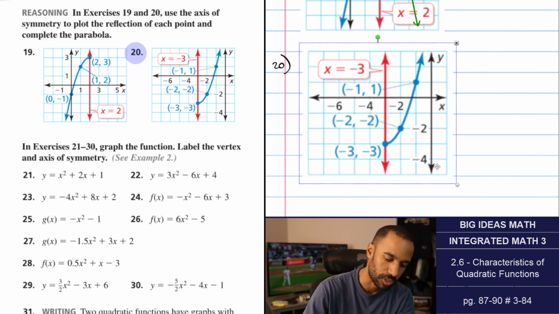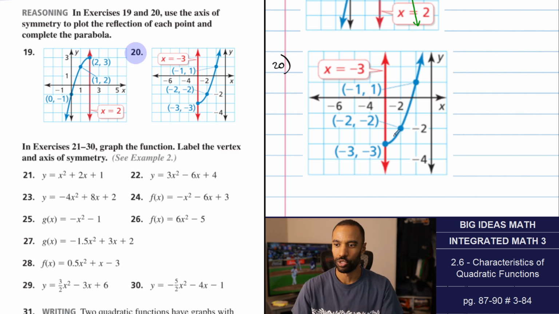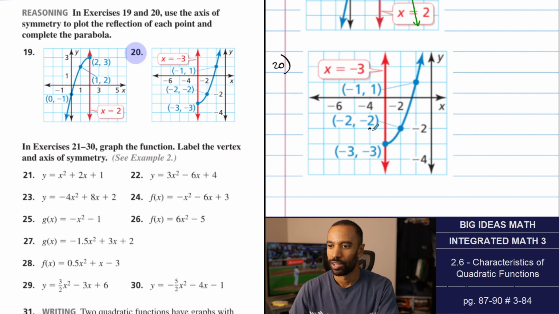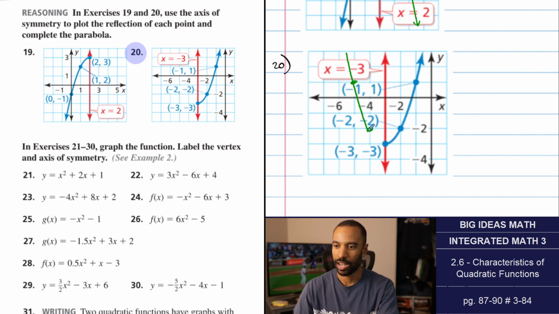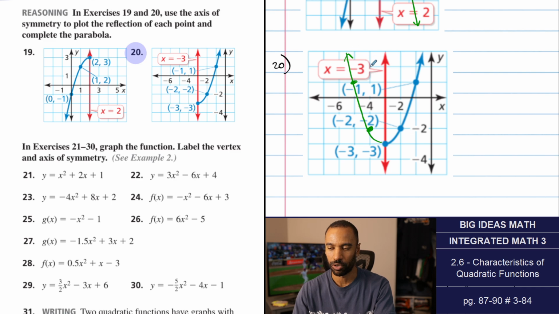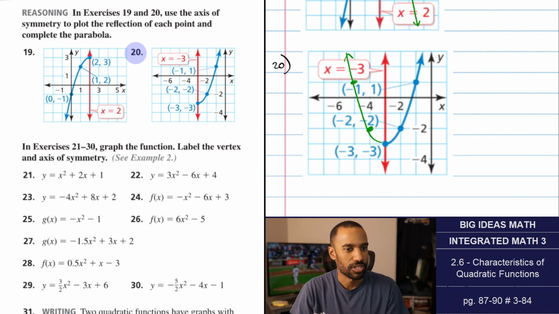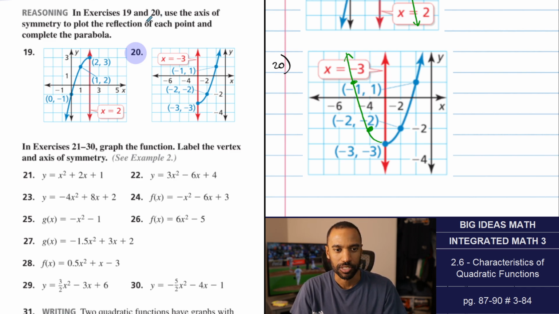Well, these are the same old stretch factors of like 1, 1, 2, 4, things like that. So 1 away. Oh, that's in black. 1 away. 2 away. There we go. That's all they wanted, right? I got to read the instructions one more time. That seemed a little quick. Use the axis of symmetry to plot the reflection of each point. Yeah, that's it. All right, let's move on to numbers 21 to 30.